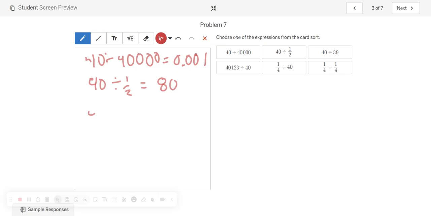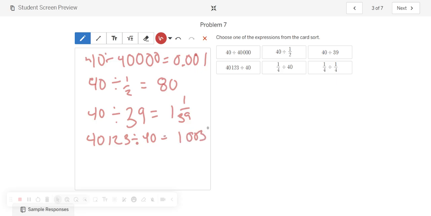40 divided by 39, don't even do this with your calculator. That's going to be really ugly because it ends up being 1 and 1/39th, because you have 39 39s and then 1 extra. If I divide 40,123 divided by 40, I get 1,003, and then I would have 3/40ths left over. Much bigger than 1.